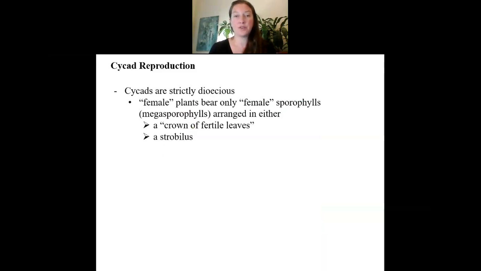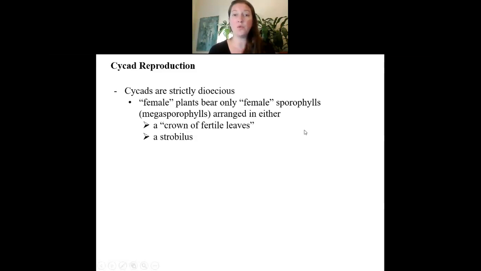So cycads are strictly dioecious. Remember those terms from the very first lab: monoecious, one house; dioecious, two houses, the house being a plant. So if you're monoecious, you have the male and female sex organs in one plant. If you are dioecious, in the case of which cycads happen to be, you will have male and female sex organs in two separate plants.